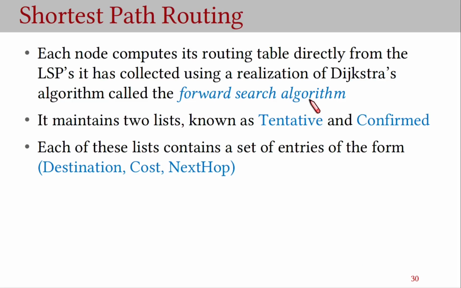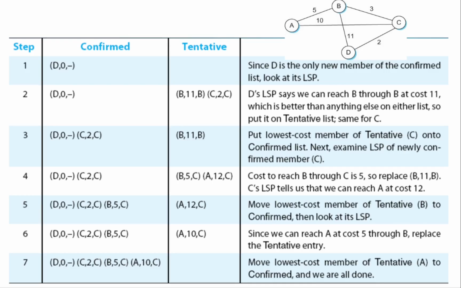Forward search algorithm is a variant of Dijkstra's algorithm that is actually used in link state routing. In this algorithm, there are two lists that are maintained. One is called tentative, the other one is called confirmed. And each of these two lists contain a set of entries that have this form: destination, cost, next hop. We'll see an example here that would clarify what we're talking about.